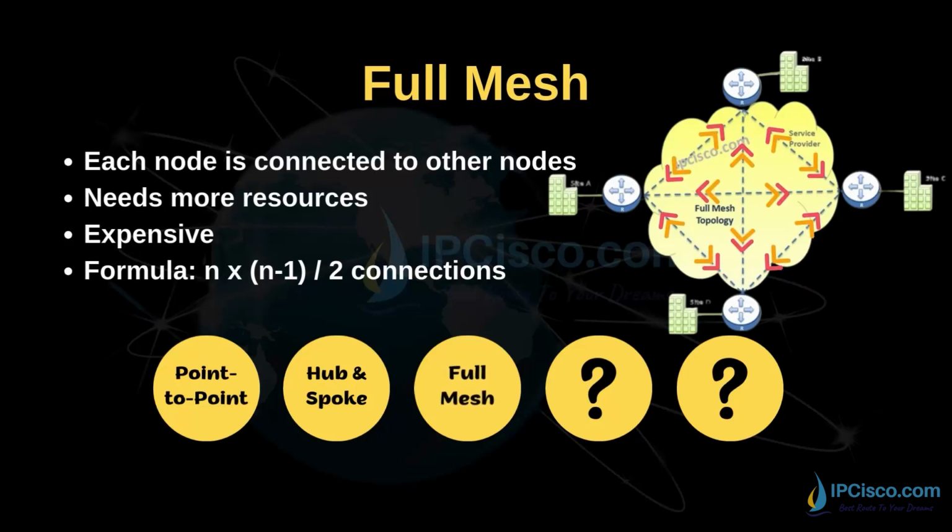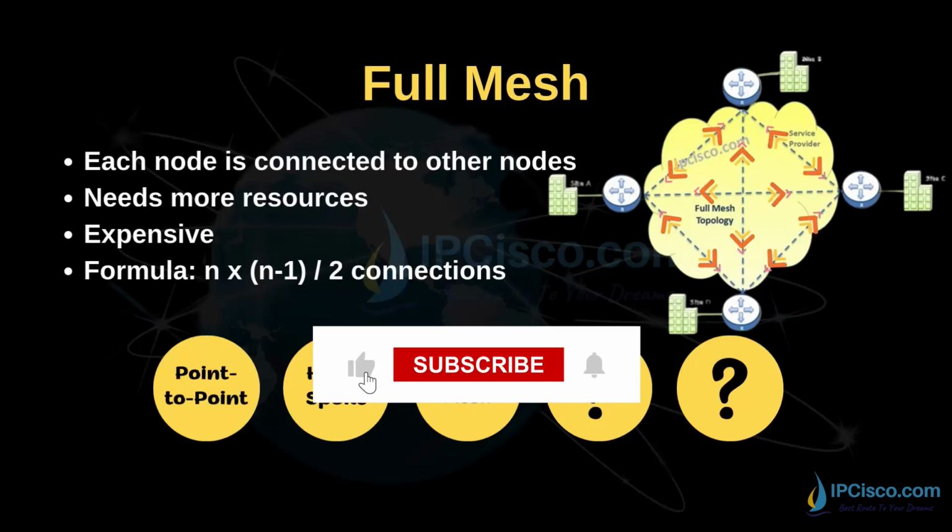How many links do we need for a full mesh WAN topology? To calculate this, we have a formula: N times (N minus 1) divided by 2. N is the number of devices in the topology. For example, on the screen, we have a full mesh WAN topology. Here, we have 4 devices that connect to each other. So for this topology, N is 4. 4 times (4 minus 1) divided by 2 equals 6. We have 6 connections.